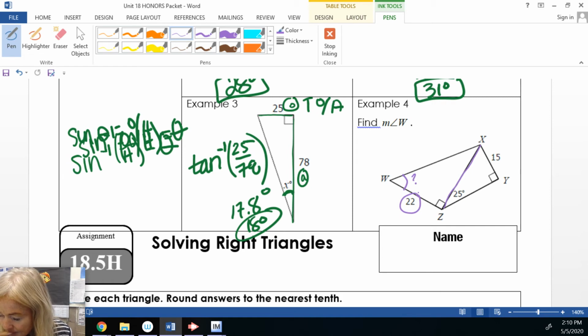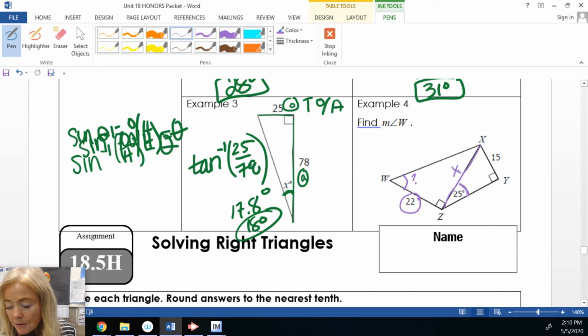So what I'm going to do is I'm going to come up with this side right here. I'm going to call it X. And if I have this side and this side, that side that's 22 and the side that I labeled X, then I have two sides to compare to find W. So that's what I'm going to do.